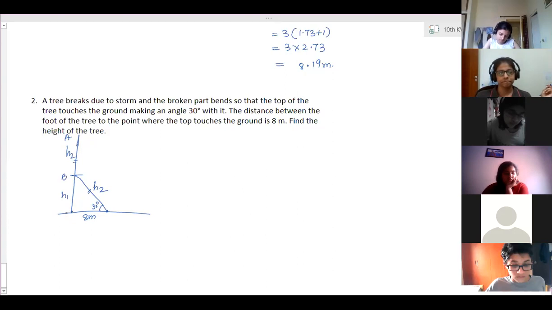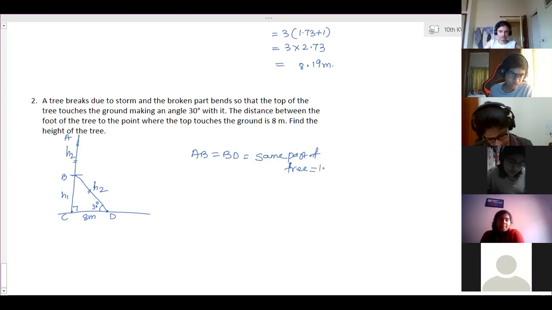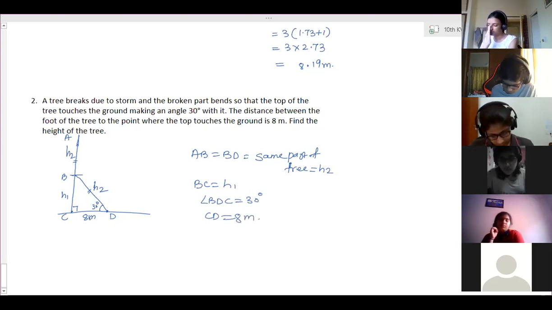A, B, C, D. AB is equal to BD, same part of the tree, that is equal to h2. BC is h1. Angle BDC is equal to 30 degrees. CD is equal to 8 meters, they have given. Then we have to calculate both h1 and h2. So which ratio we have to use for finding h1?